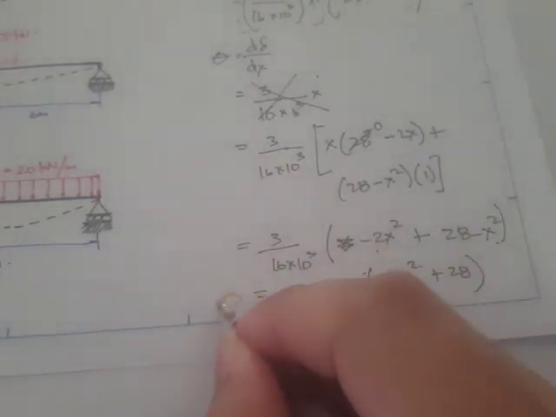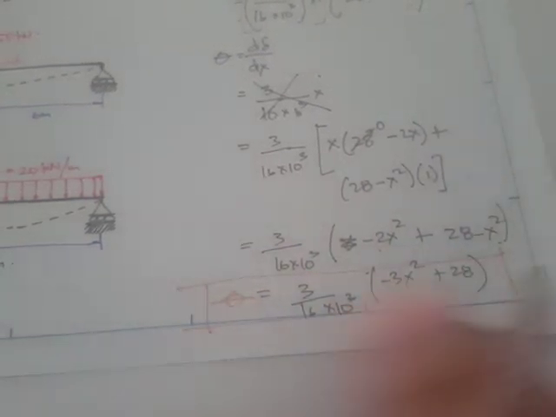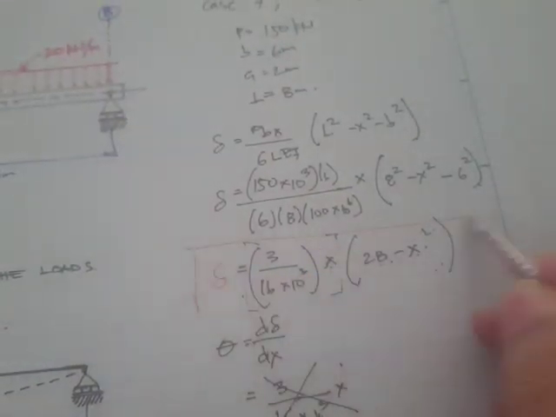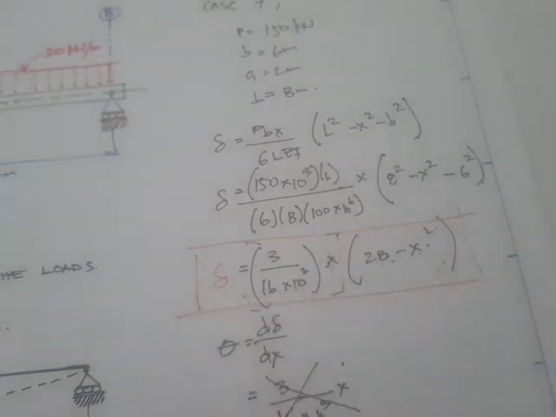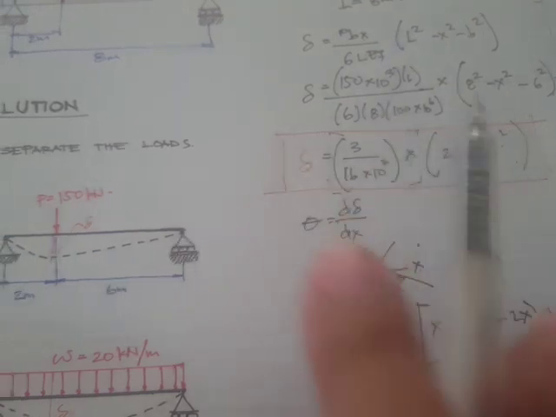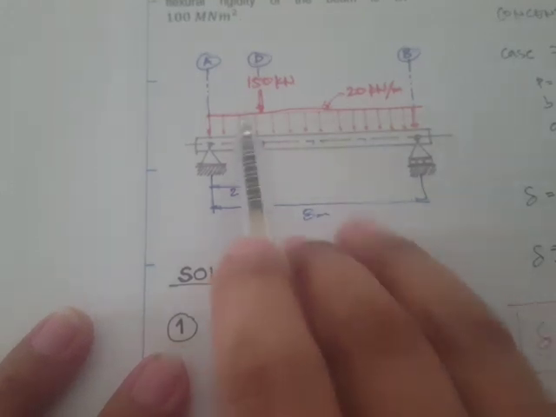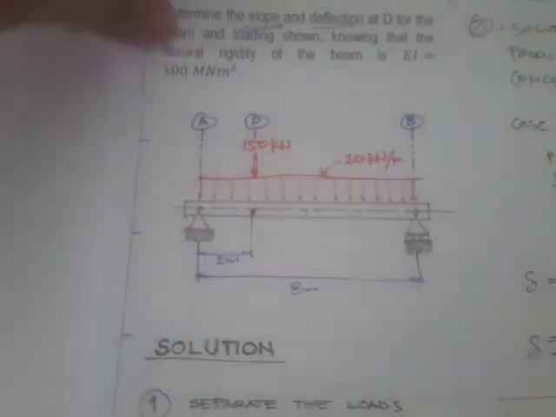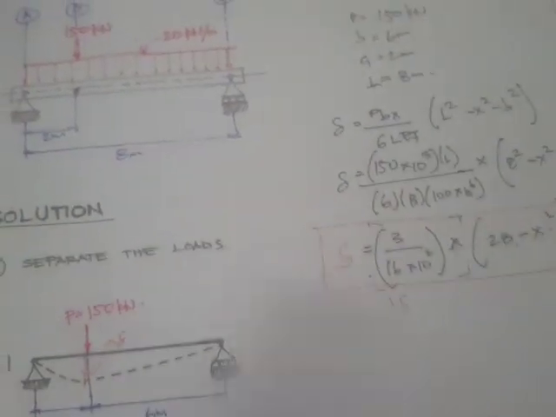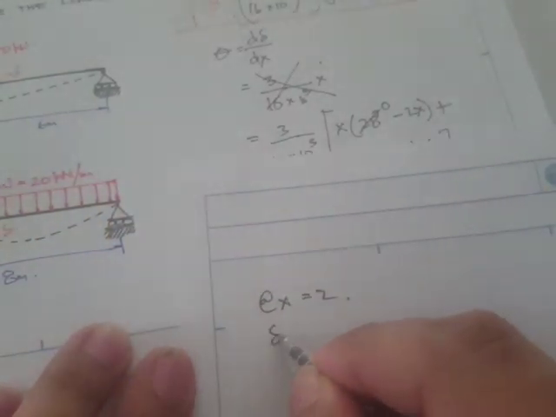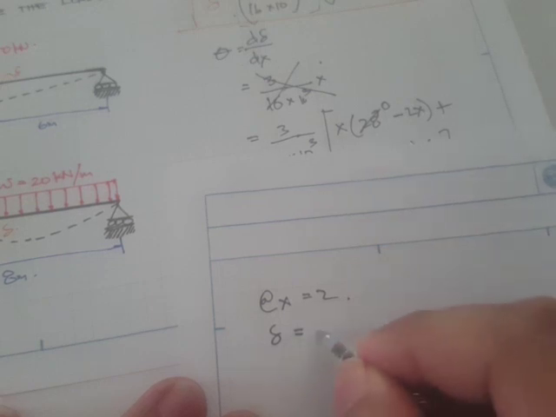Alright, so let me box this. This is our equation for the slope, and this will be our equation for the derivative. Okay, and we want to evaluate the deflection at x equal to 2, because that's where we want to find the deflection. So let's write here at x is equal to 2, and if we substitute all the values, what we get here is the delta.